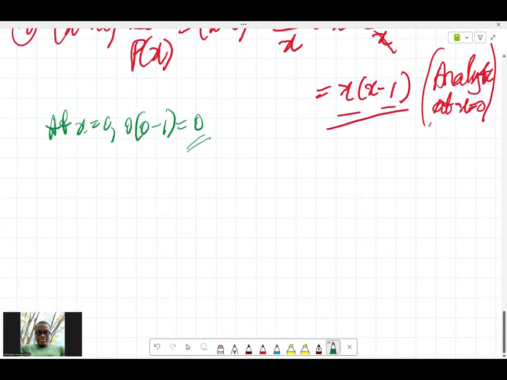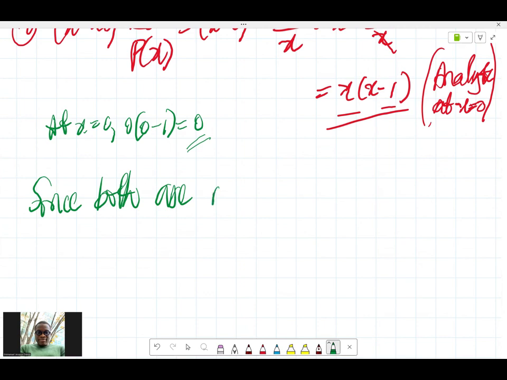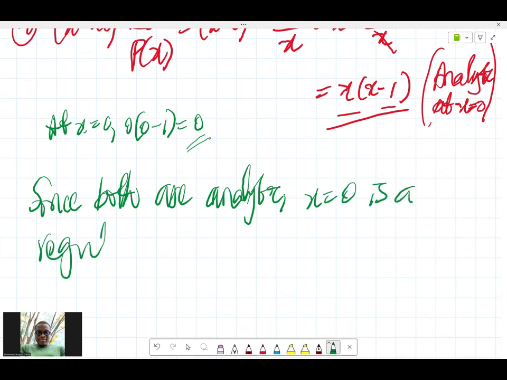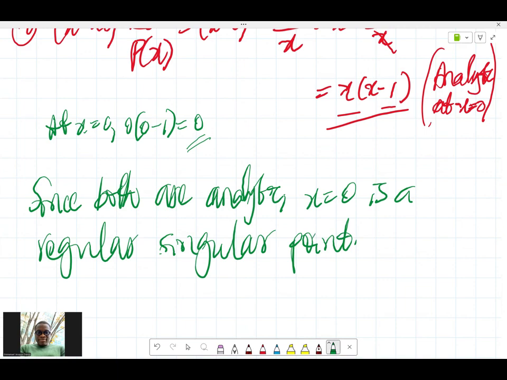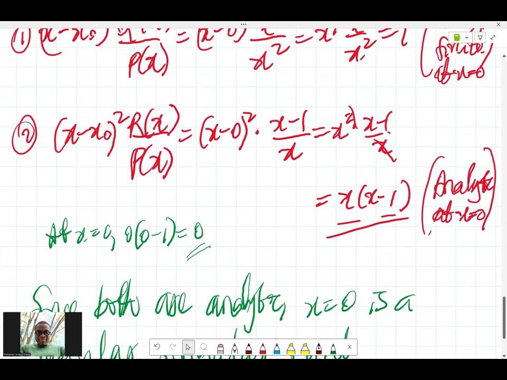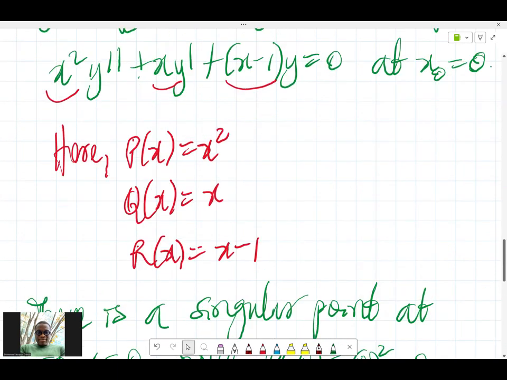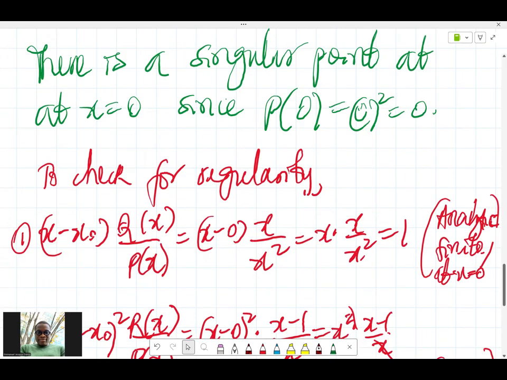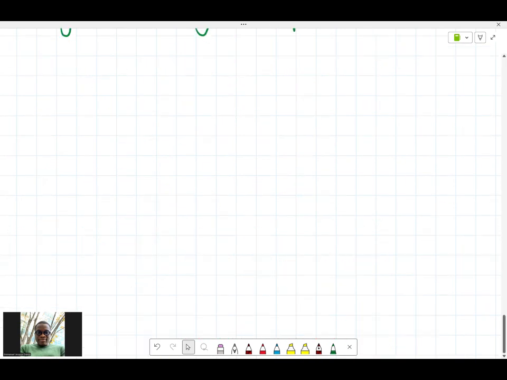So with that done, we can say that since both are analytic, x equals 0 is a regular singular point. If one of the two should fail, then it's not a regular singular point. So that's one example. Can we look at an irregular case?